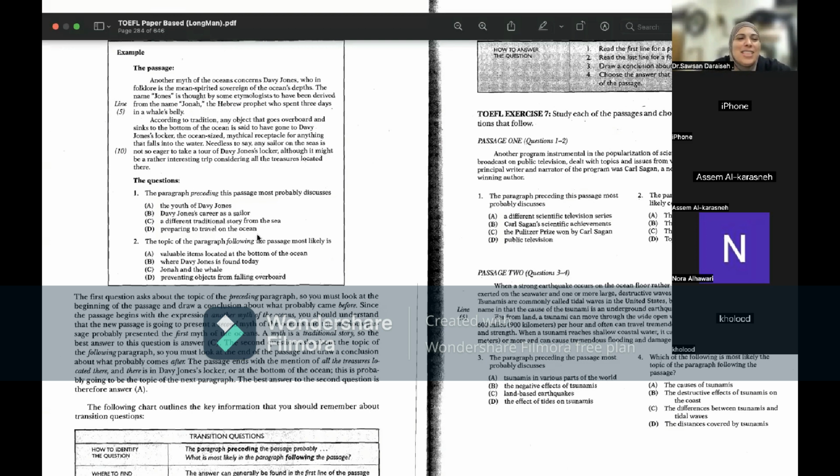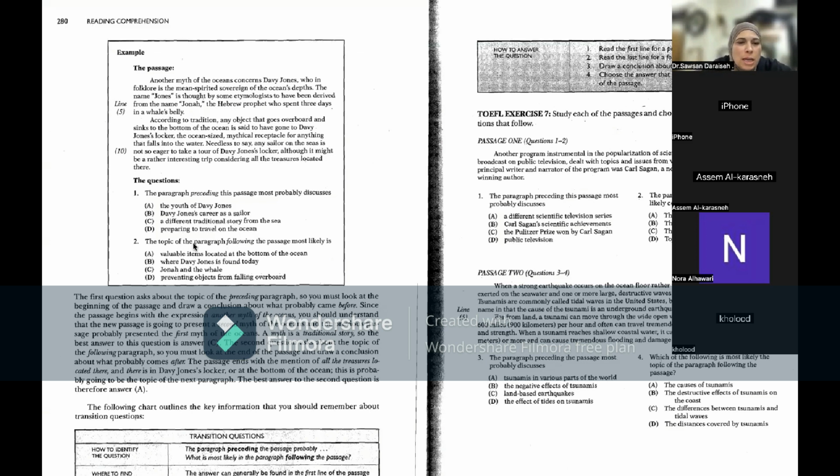All right. Anyway, let's continue. So the topic of the paragraph following the passage most likely is what? Look at the end. We were talking about this. If something falls into the ocean, people in America, in Britain, would tell their children, oh, guess what? This toy, it's never going to come back. You know who took it? Davy Jones took it. Where is it now? In his locker. And that's why so many people, when they dove into the ocean, would find lots of treasures, right? Items. Yes, exactly.